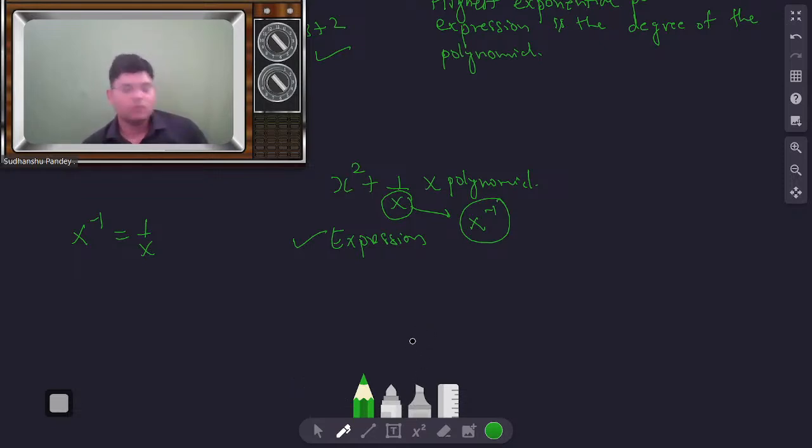I have not taught you this topic, exponents, but soon I will let you know. If at all you are having any doubts or how this is happening, you can just let me know.